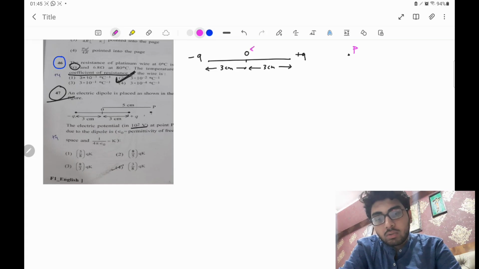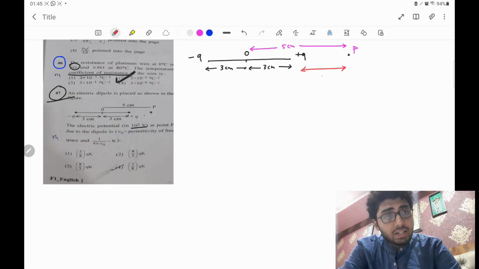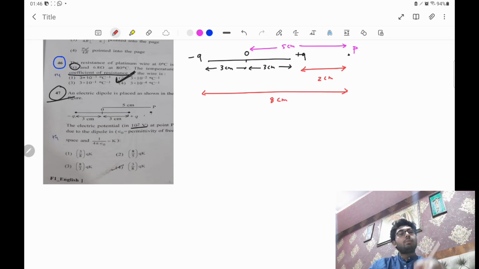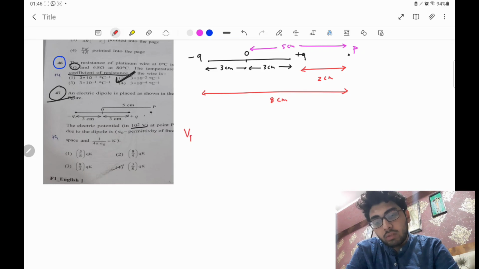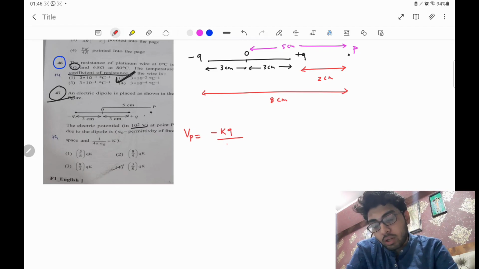Okay, and now what is this? This is the 5 cm. Okay, so very clearly, if I just want to calculate the distance of the point P from both the charges, obviously this is coming out to be how much? 5 minus 3, that means 2 cm, and from this charge the distance is coming out to be 5 plus 3, that means 8 cm. Very good. Now you have to simply calculate the potential at the point P. So the potential at the point P will be, due to the minus Q charge, I think it will be minus KQ divided by 8 cm, but you have to understand that you have to convert it into meter, because you have been asked clearly in the question to calculate the potential in volt.